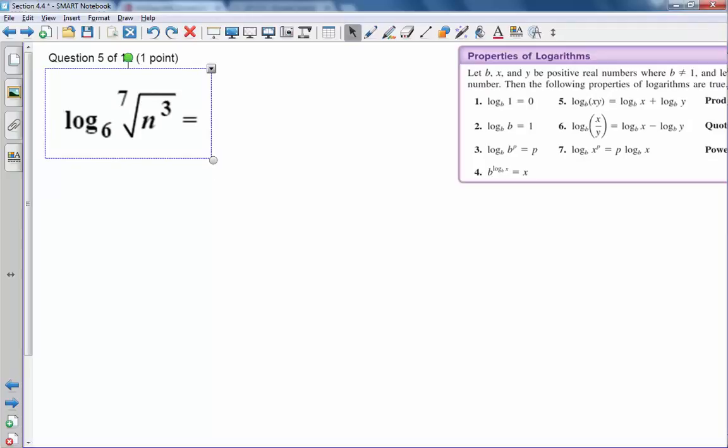Please don't confuse the numbers. This 7 is the index of this radical. This is connected to the radical. This 6 is the base of the logarithm. This cube is the power of n.